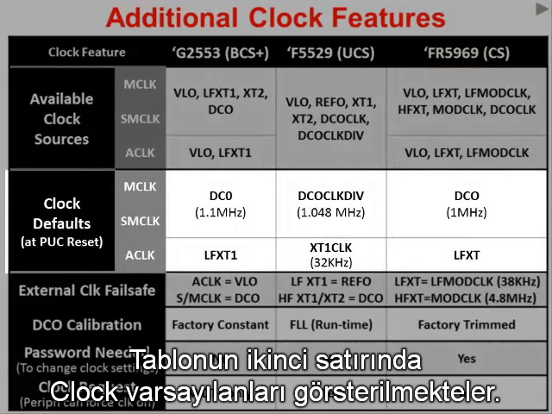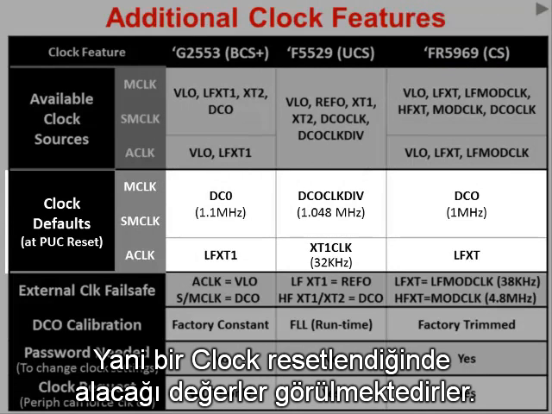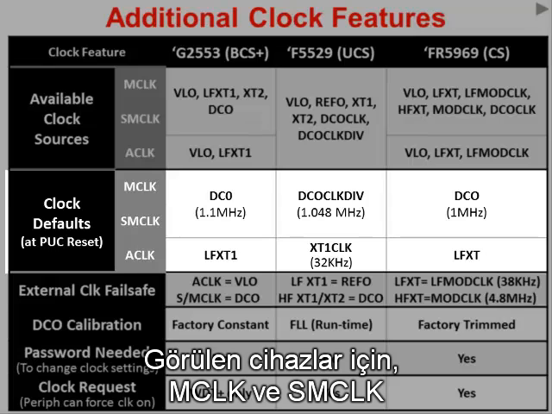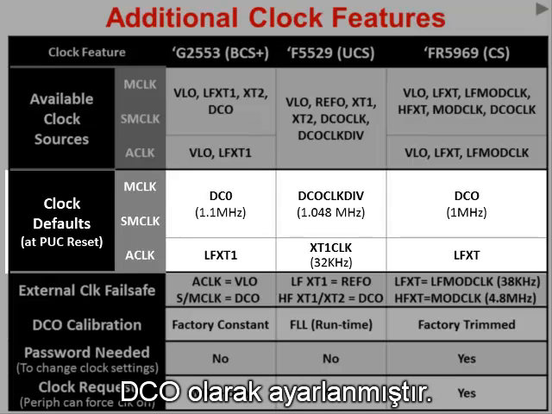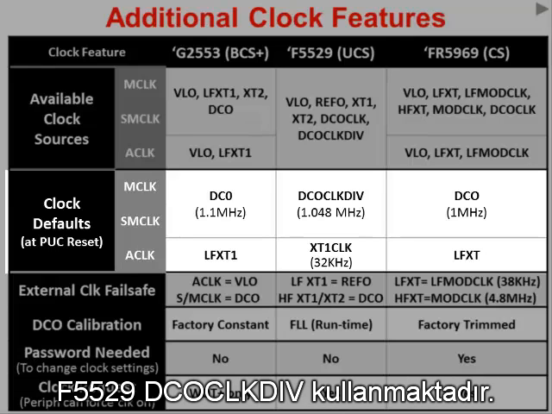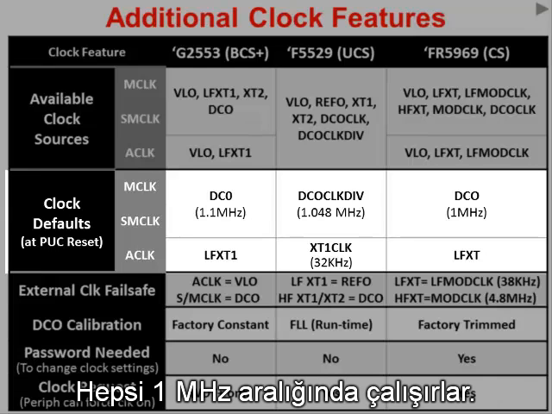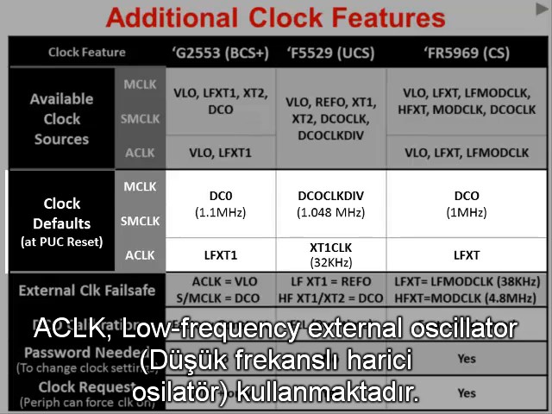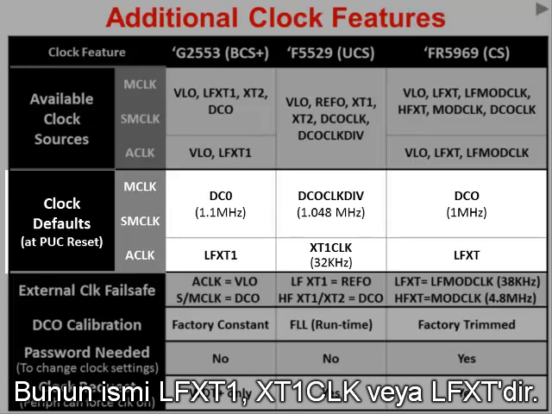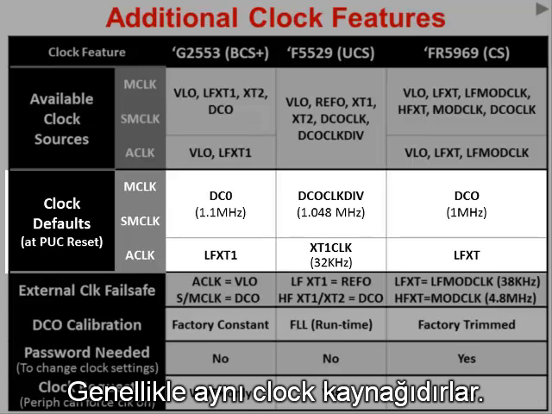The next set of rows in the table talk about the clock defaults. So after a PUC reset, what are the values of the different clocks? You can see that for the devices here, for MCLK and SMCLK, DCO is what gets set. The 5529 has a signal based off of DCO called DCOCLKDIV, and the FR59 uses DCOCLK. And they're all in about the 1 megahertz range. ACLK gets set to the low frequency external oscillator, whether it's named LFXT1, XT1CLK, or LFXT. It's basically the same clock source.